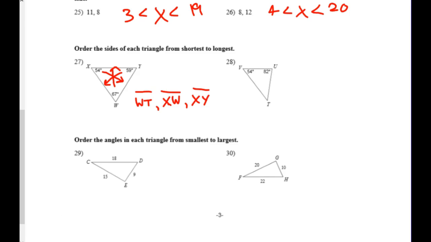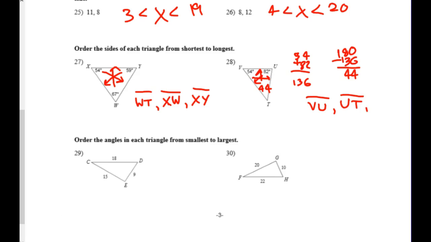Let's add up 54 plus 82. It's 136. Take that away from 180, and I get 44. So that is the value of that missing angle T, so 44. And that happens to be the smallest angle, so across from 44 is VU. Across from 54 is UT, hook 'em. And across from 82 is VT. Cool.